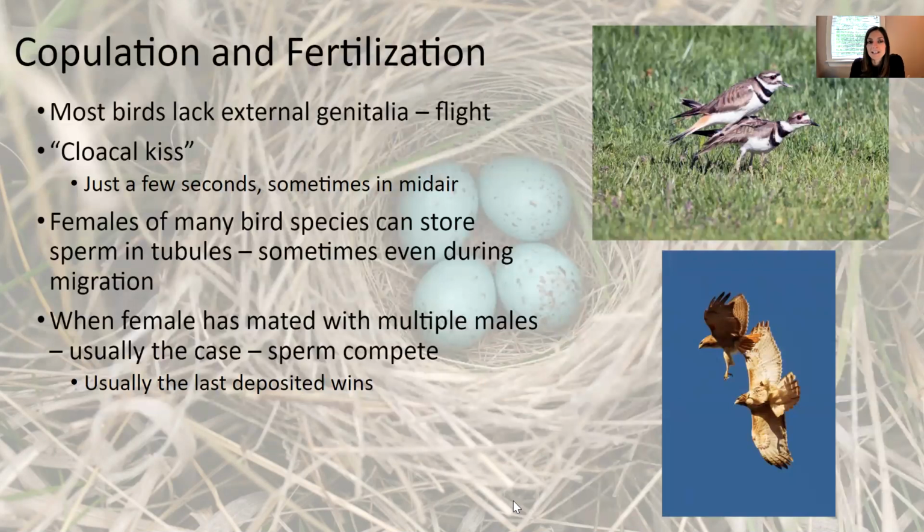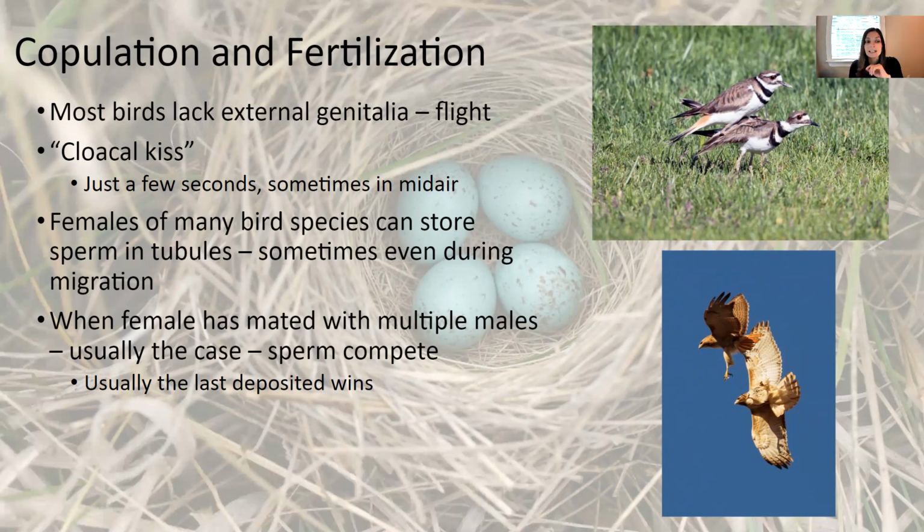So most birds lack external genitalia that would get in the way for flight. And so the way that copulation and fertilization happens is called the cloacal kiss. So basically birds touch cloaca, sperm is transferred from the male to the female. It lasts just a few seconds, and it sometimes even happens in midair. So for some species, it happens on the ground. For others, you can find videos of hawks where, as raptors, they grab onto each other. Sometimes they spin in a spiral midair, very dramatic, but a short cloacal kiss.